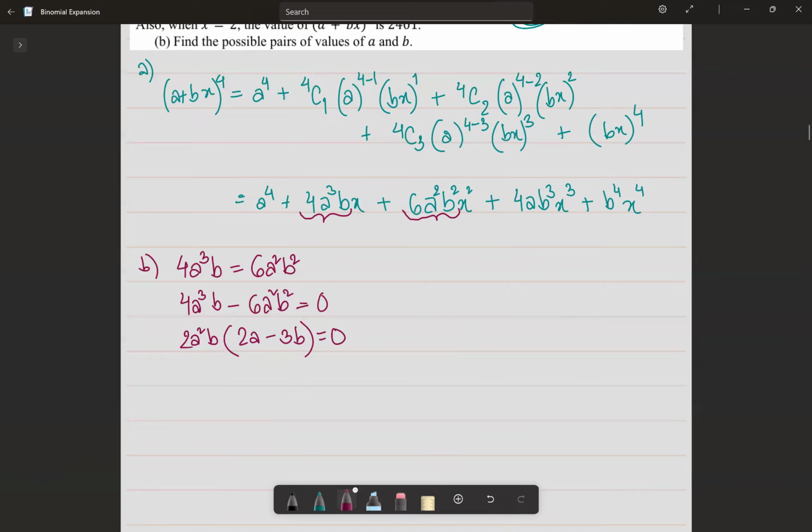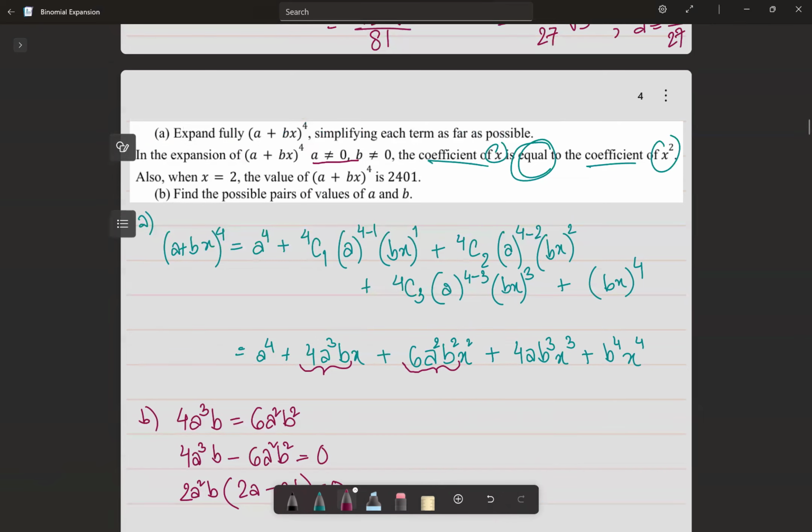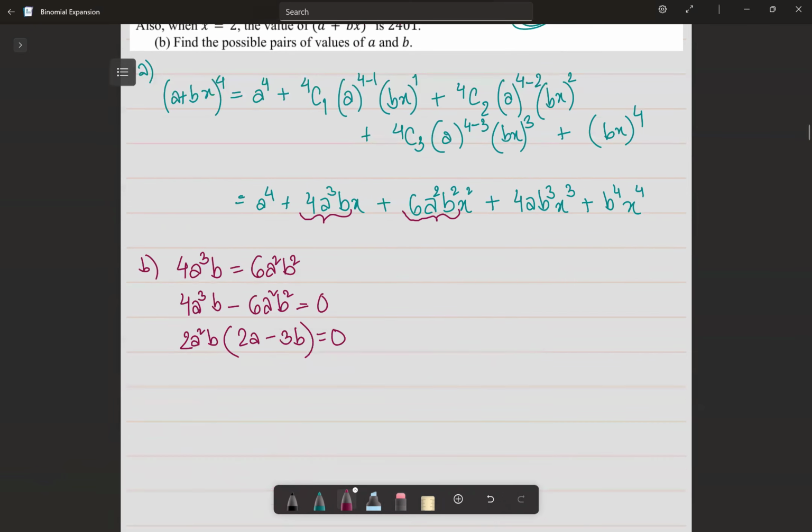Now in the question, it is already given to us that a is not equal to 0 and b is also not equal to 0. So if a and b are not equal to 0, and you multiply a square b and 2a minus 3b, the product is 0, which means what? If this is not 0, this is also not 0, 2 is definitely not 0, then it means that 2a minus 3b must be 0. So 2a minus 3b is equal to 0. This is our first equation.